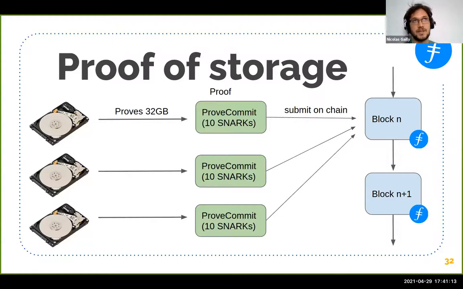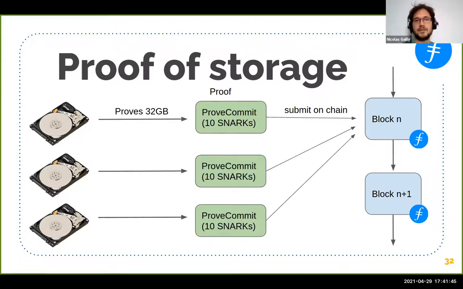And because we are proving things about 32 gigabyte sectors, we actually need a 10 SNARK because it's a really huge proof. I'm not going into details, but basically that's how it works. So as a miner, I create a proof commit for 32 gigabyte sectors and submit it on chain, then my stake increases by 32 gigabytes. Many miners are going to create this proof at the same time and submit on chain at each block. Okay, so we are on a proof of storage chain.